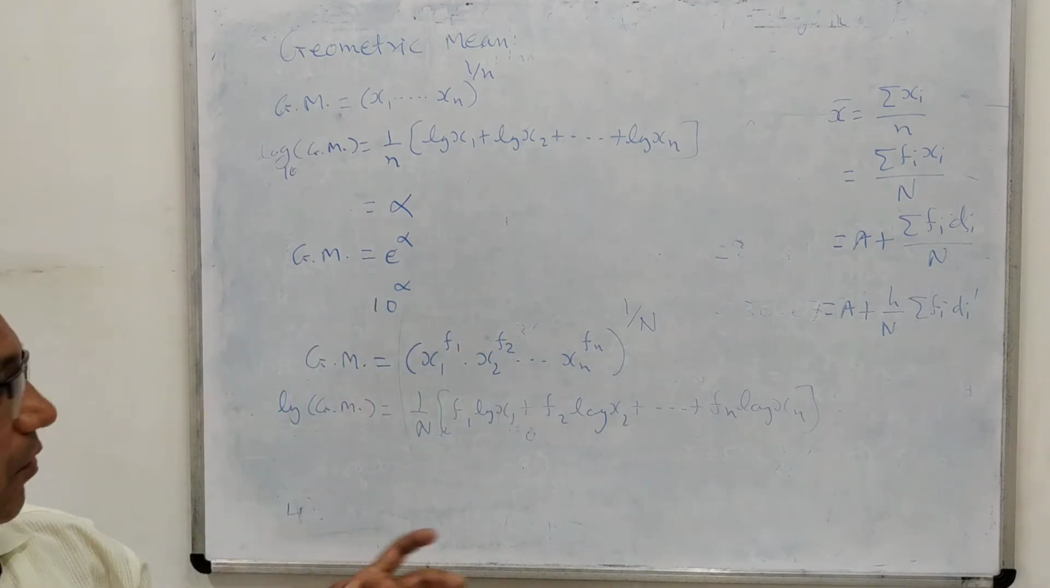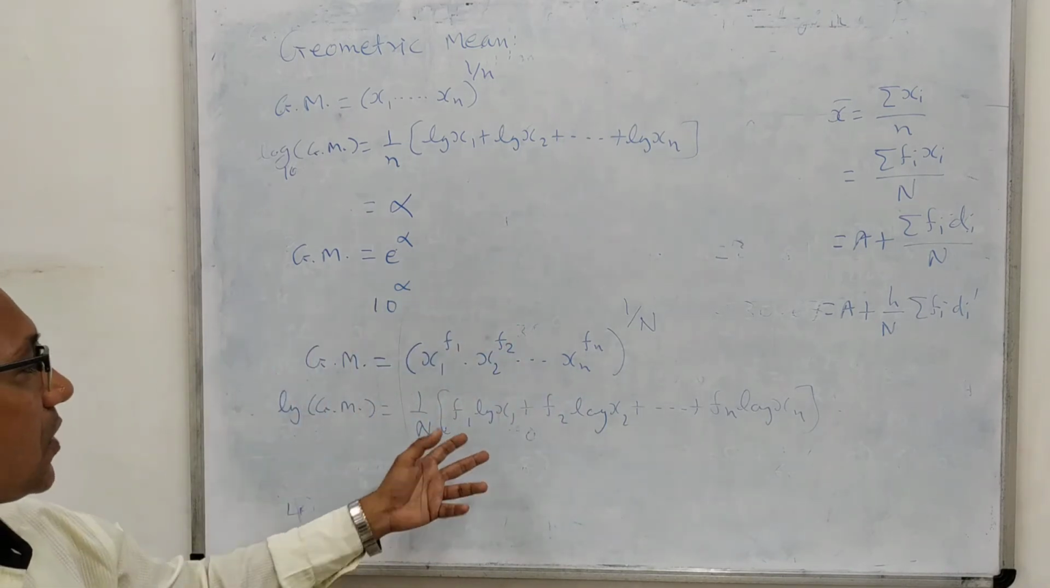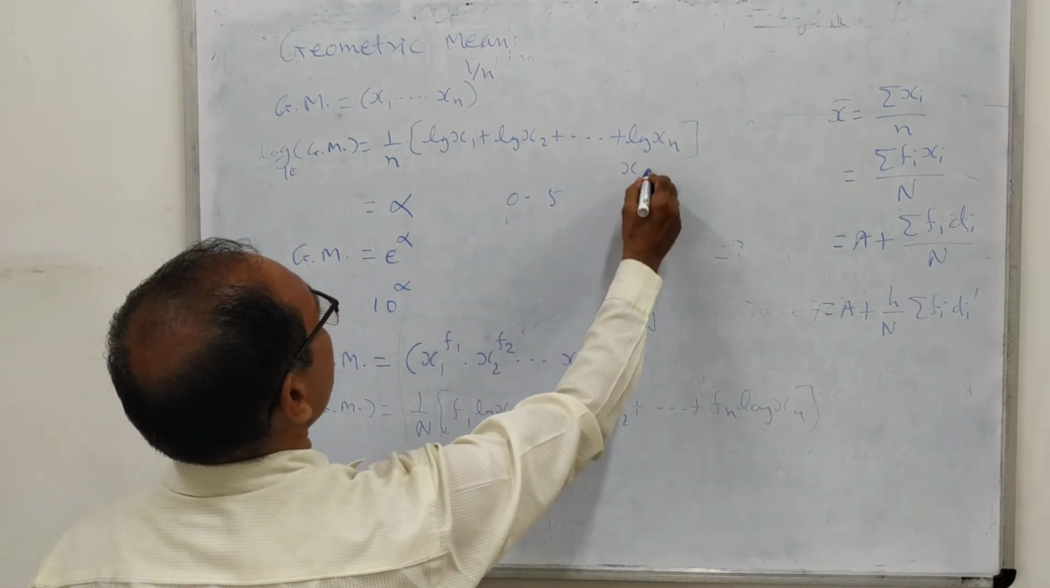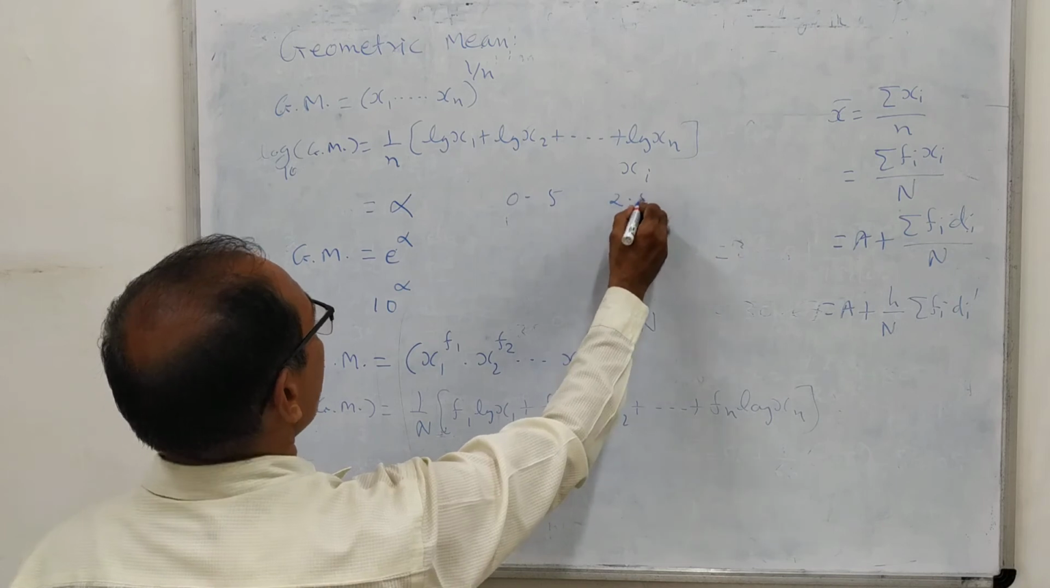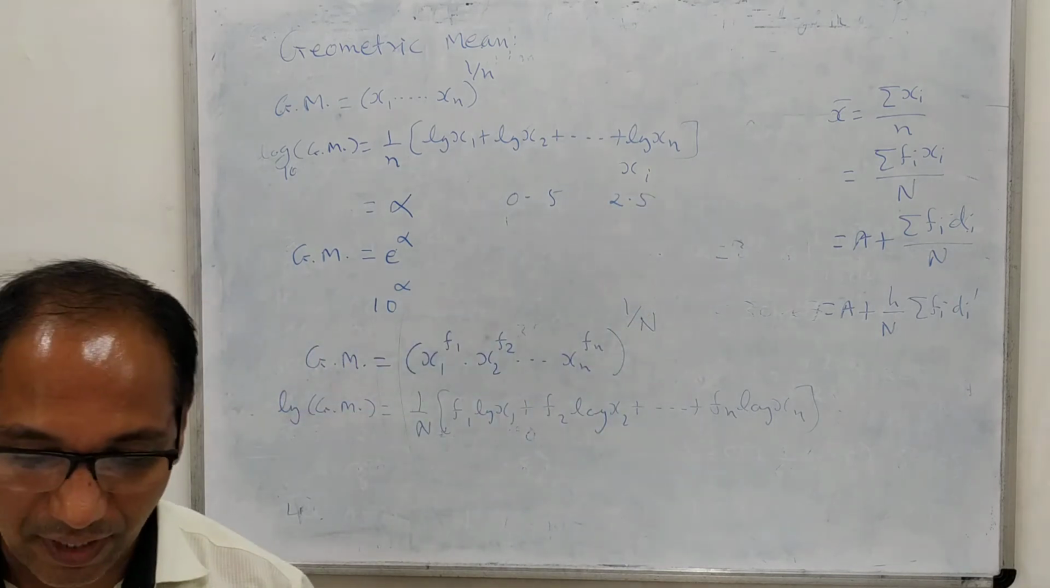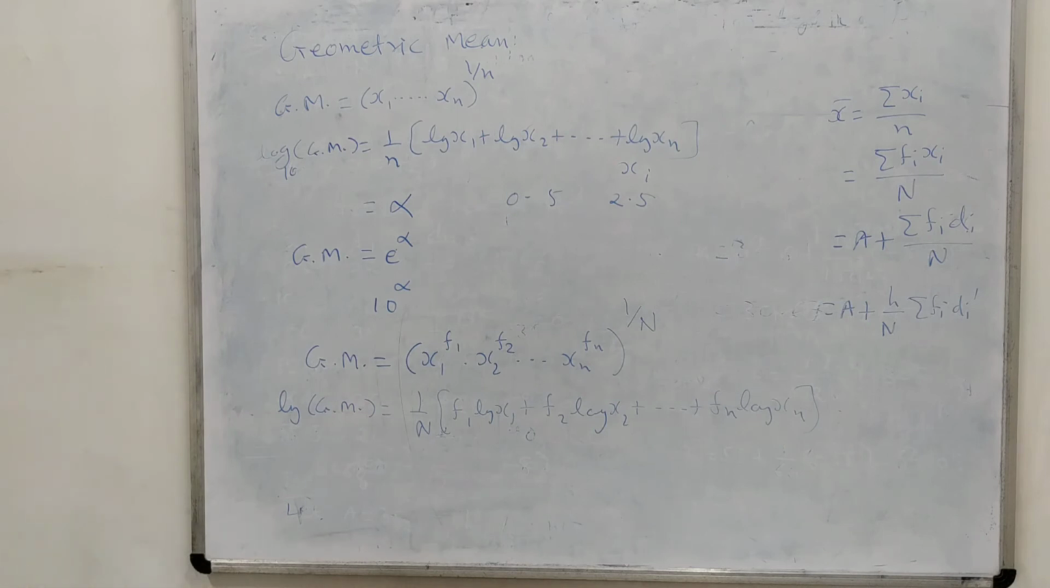In both cases you will have to use the same approach, because if you are given classes, suppose 0 to 5, then xi you can write as the average of these two, meaning 2.5. So here x1 will become 2.5, and in a simple frequency distribution the values of x are already given.